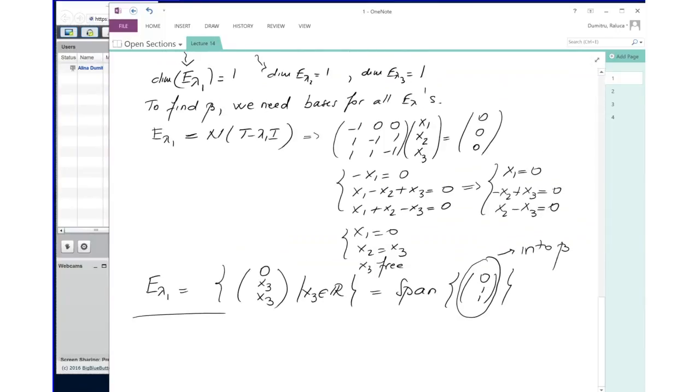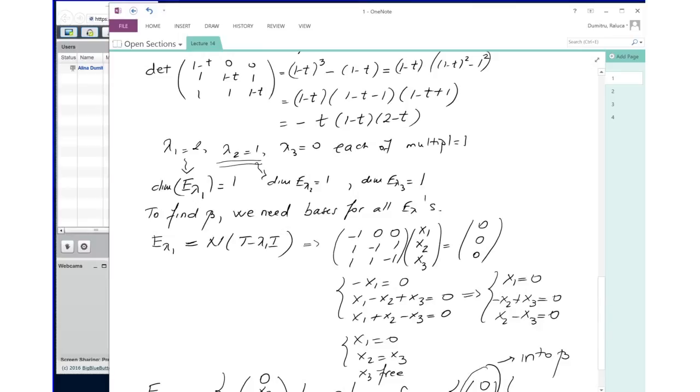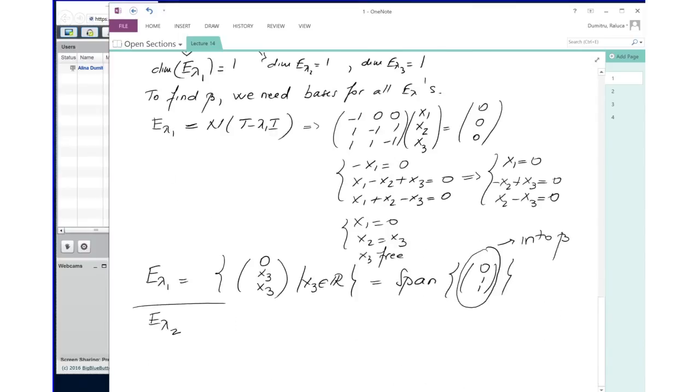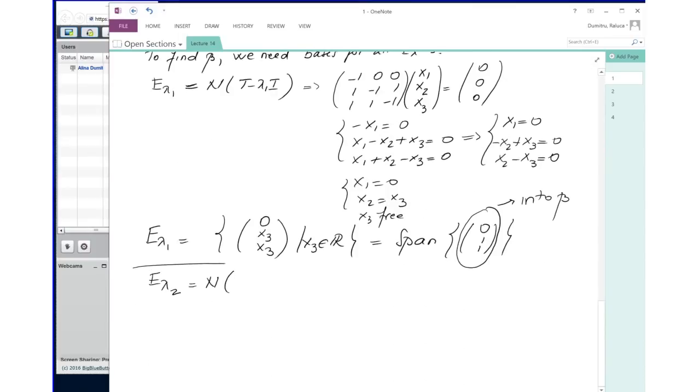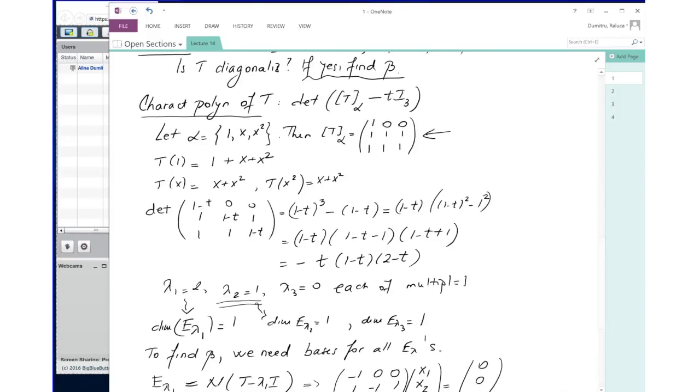Okay, so you're done with E lambda 1, then continue with E lambda 2, and do the same thing. So do you want to keep on doing this, or it's pretty clear? You want to finish this till the end? Yeah? Okay, E lambda 2. E lambda 2 was associated to the eigenvalue lambda 2 equals 1. So you have to do the null space of P minus identity, if lambda 2 is 1. So I'm just subtracting 1 from the main diagonal of this matrix, so I end up with 0, 0, 0, 1, 0, 1, 1, 1, 0.